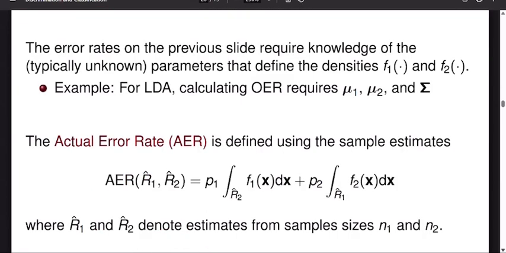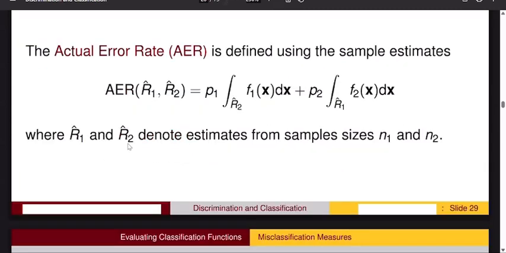Now, how do we find the error rate and the actual error rate? How do we obtain that? Of course, we obtain that from the sample. That's why you see a cap on that. You can see this now: a cap on R2, and a cap on R1. This still tells us the total misclassification probability, but this is an estimated one. The estimated one is the actual error rate that we found using the sample estimates. And of course, the cap on the error rates denotes the estimate from the sample sizes N1 and N2.